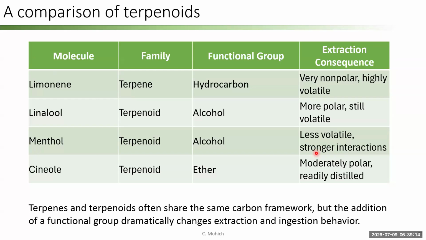And then when we go down to cineole, which is moderately polar but weakly binding, it can be relatively easily distilled. Right. So even though these terpenes and terpenoids share the same backbone, those functional groups are going to dramatically change its behavior and how we think about extracting them, as well as what we experience when we smell them, taste them, put them on our skin, etc.